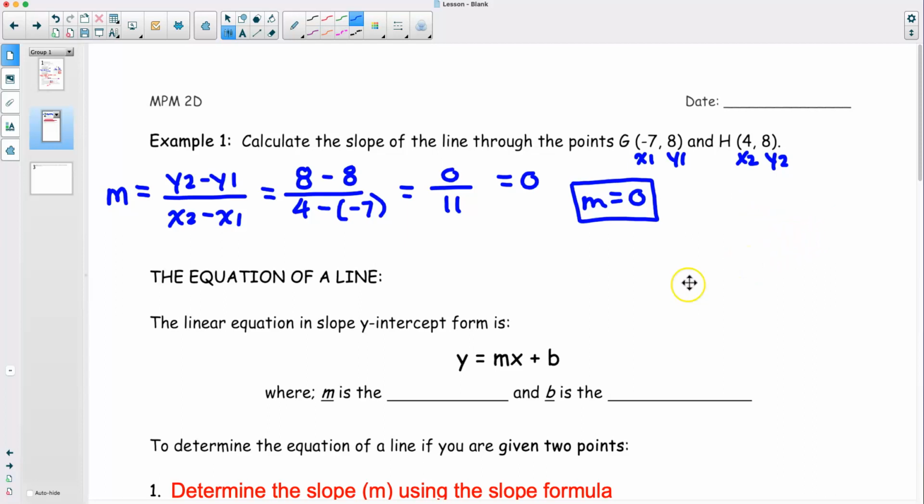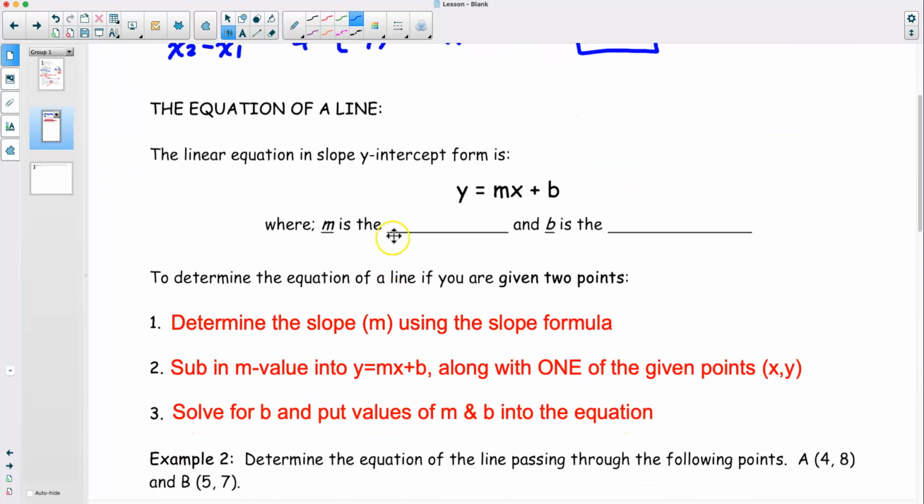Okay, so let's take a look at the general equation of a line. So the linear equation in slope-intercept form is y equals mx plus b, where m is the slope that we've looked at, and this b is the y-intercept.